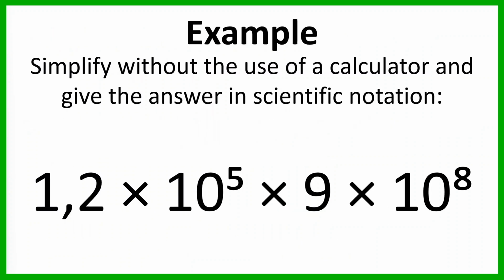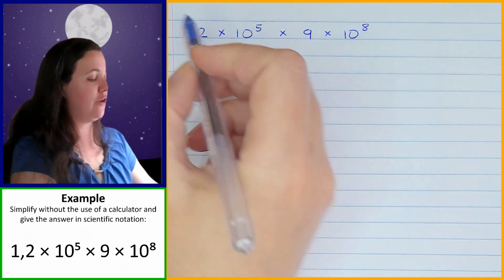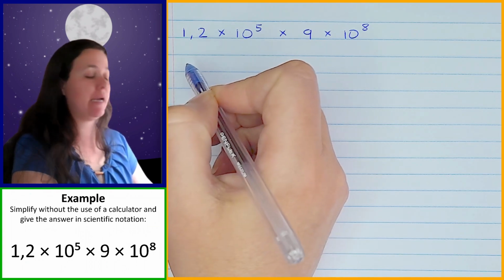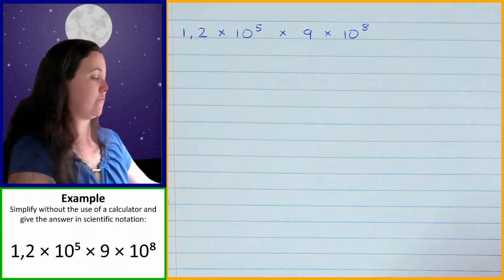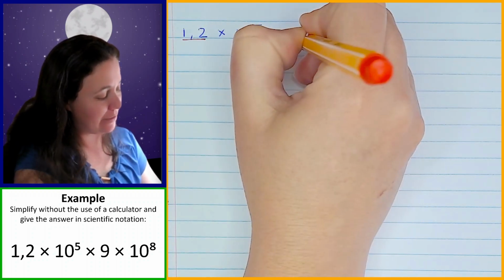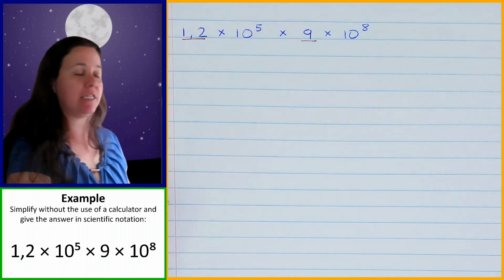In this example, we've got 1.2 times 10 to the power of 5 multiplied by 9 times 10 to the power of 8. Okay, so let's have a look at how we would do this question. Here I've got my question, and like I said, the first thing we're going to do is multiply the numbers together that aren't powers of 10. So I've got over here 1.2 and I've got 9. Those are what I'm going to multiply together first.